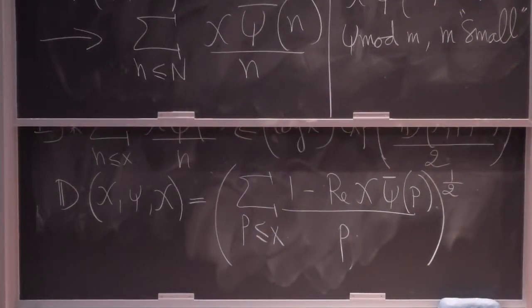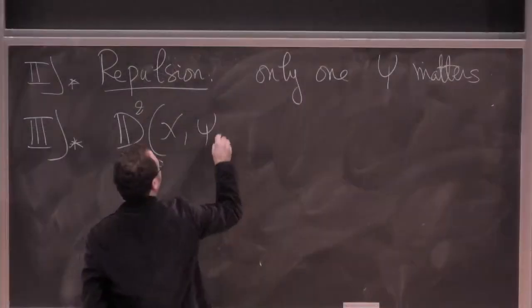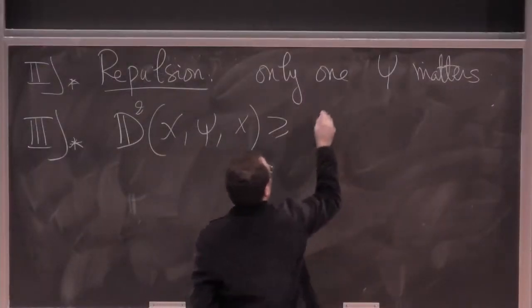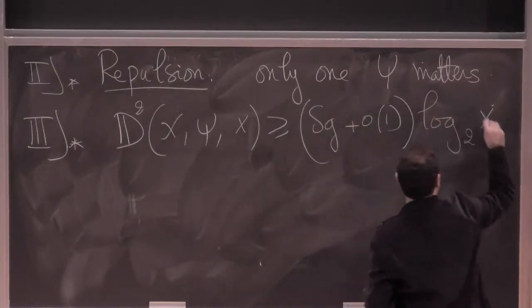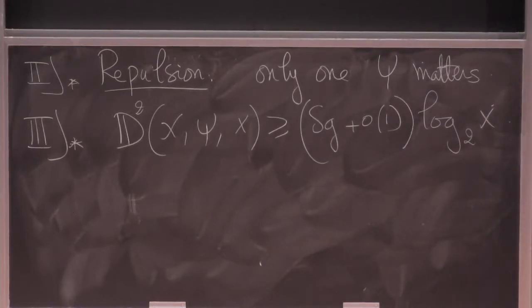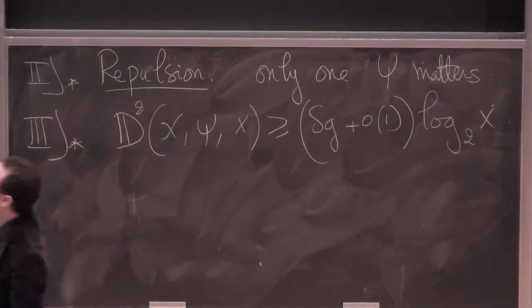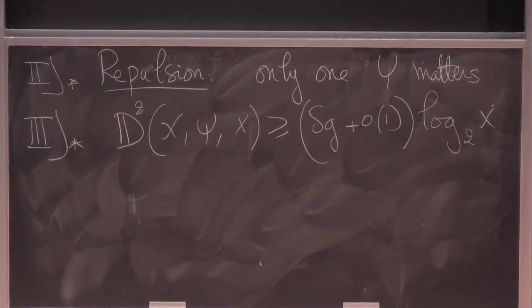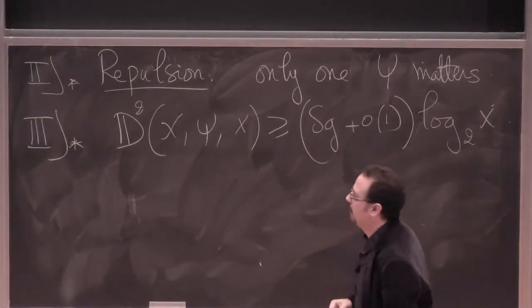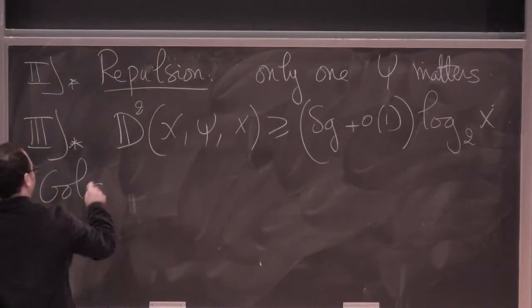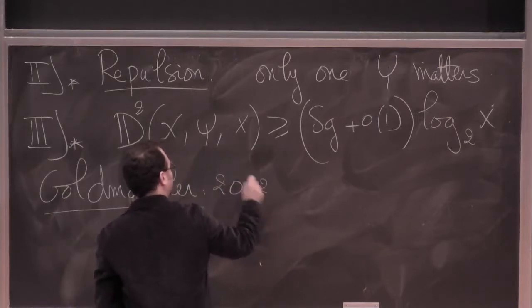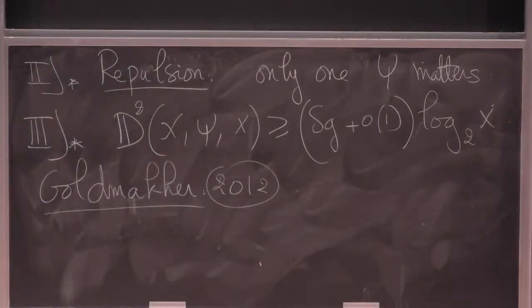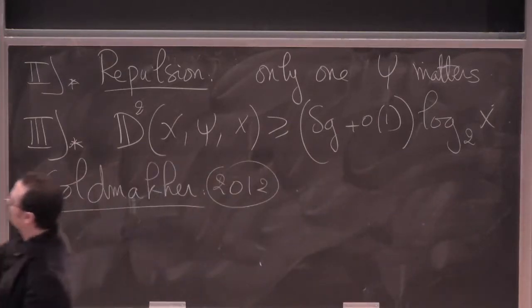So what they proved, in the third step, is that the distance between chi psi and x is delta g plus little o of log x. Putting everything together will give you a saving of delta g over 2 here. But the problem is how to get rid of this 2. This was the essence of Goldmacher's work: how to get rid of this 2, how to improve this to an exponent that is exactly 1, and then go from there.